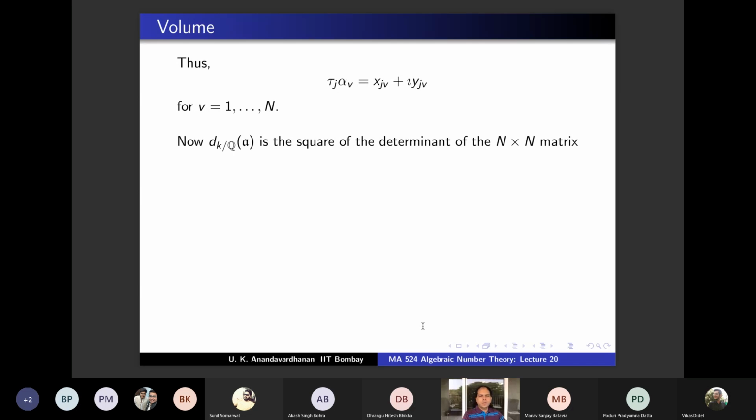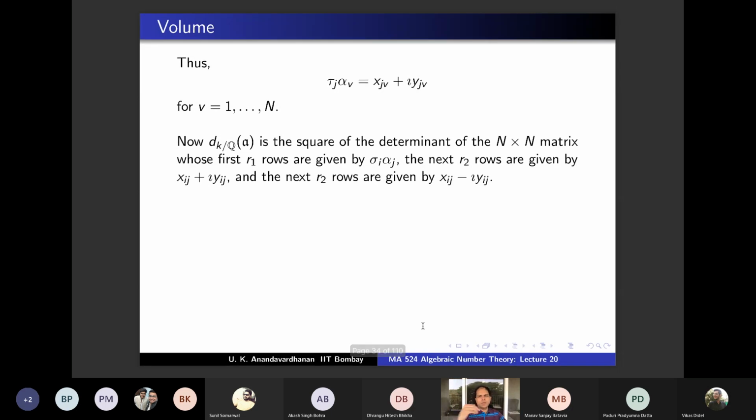So the discriminant of A is the square of the determinant of an n by n matrix. And what are the entries of this matrix? The first R1 rows are given by sigma i alpha j, the real embeddings. The next R2 rows are given by xij plus i yij as j varies from 1 to n, because these are the complex embeddings, and the next R2 rows are the conjugates of these complex embeddings. So you take this n by n matrix, take its determinant, and take its square.